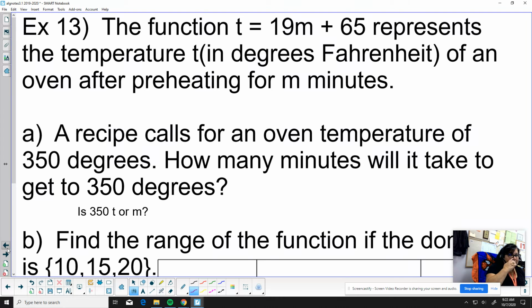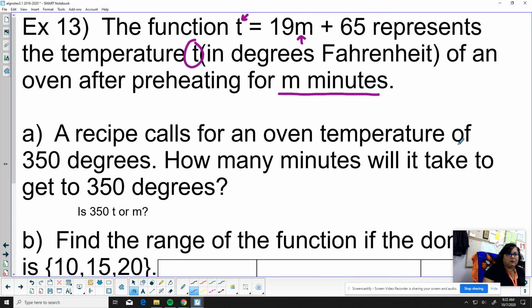Okay, let's see. So the function T equals 19m plus 65 represents the temperature T. So T, this right there, is the temperature in degrees Fahrenheit of an oven preheating for m minutes. So that one is minutes. Okay, so in the question, they're either going to give us a temperature number, like 350 degrees, or so many minutes, and we're going to have to plug it in and see what the other variable is.